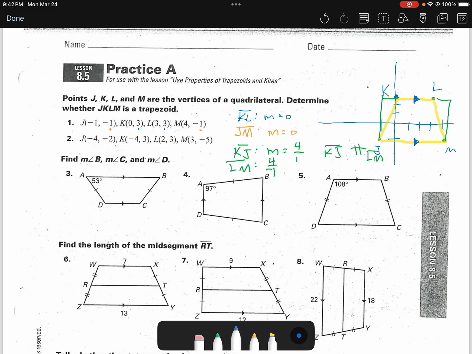Okay, so you have one pair of parallel sides there, that is a trapezoid. So we're going to say yes to that one. Just find the slope of 4 segments. You need one pair of parallel sides.